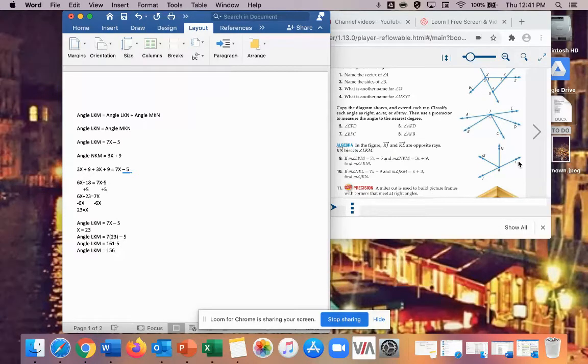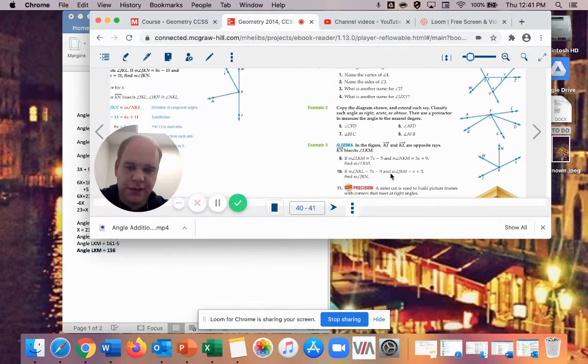But look, we're not just trying to find x. We're trying to find LKM. Even though we know LKM equals 7x minus 5, and we know x equals 23, we have to solve. So we plug in 23 for x. 7 times 23 minus 5. 7 times 23 is 161. Minus 5 is going to be 156. And the answer to that question is 156. That was a tough one.